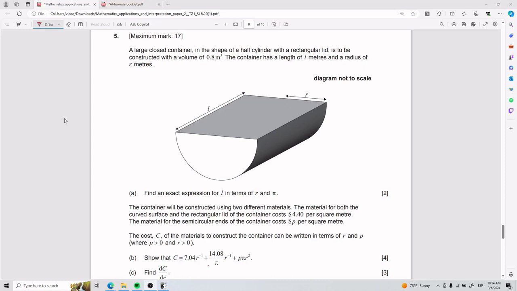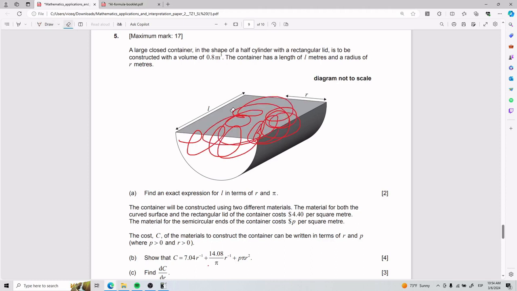All right, so for number 5, the last one, we have that a large closed container in the shape of a half cylinder with a rectangular lid. So this whole thing is a half cylinder and it has a rectangular lid on the top, is to be constructed with a volume of 0.8 meters cubed. And so the volume inside all of it is 0.8 meters cubed.